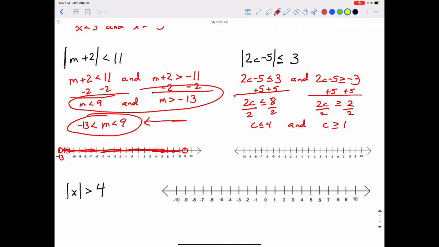So this time they're both less than or equal to, greater than or equal to, so I will put dots on those numbers. I'll put a dot on the 4. I'll put a dot on the positive 1. So I'm shading less than 4 and greater than 1, in other words, between the 4 and the 1. So those are less than absolute value inequalities. Less than absolute value inequalities, we will use "and."